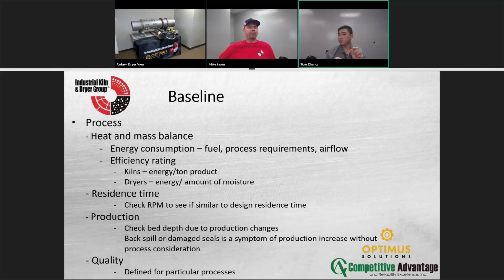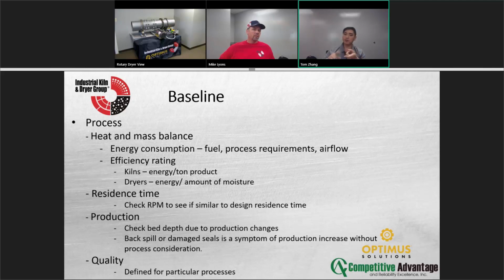Dryers, one of the interesting things about dryers is it's actually not the production. A lot of people like to say, okay, how much does my dryer produce? But realistically, it's how much moisture we're removing, because a dryer is drying, it's getting rid of moisture. The better it gets rid of the moisture, the better the performance. The other thing is the moisture is a major energy usage. So energy per amount of moisture is actually a better metric, and a better comparative metric.